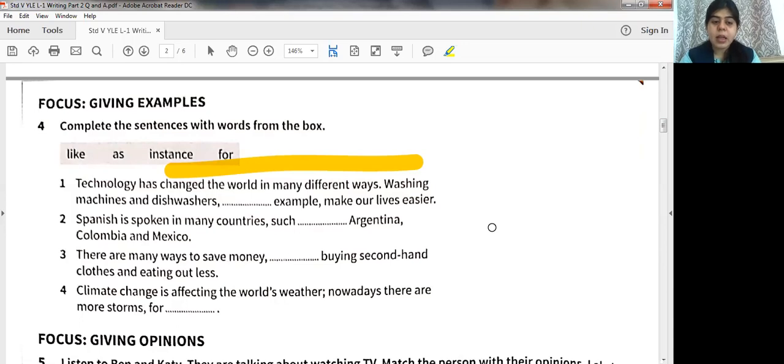Next, third one. There are many ways to save money, like buying second-hand clothes and eating out less. And last, climate change is affecting the world's weather. Nowadays, there are more storms, for instance. Instance means example. Okay.